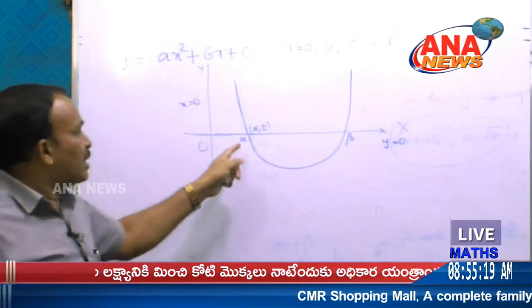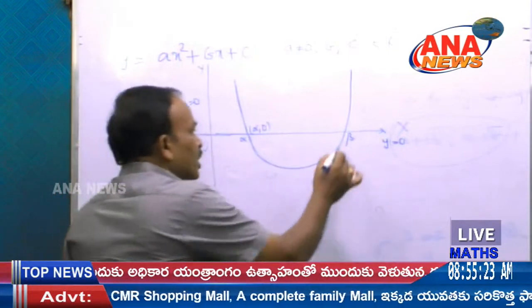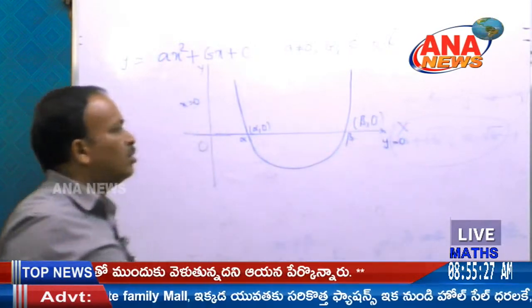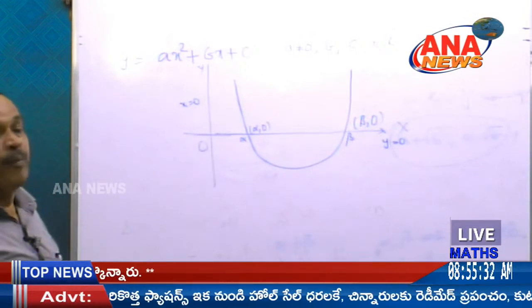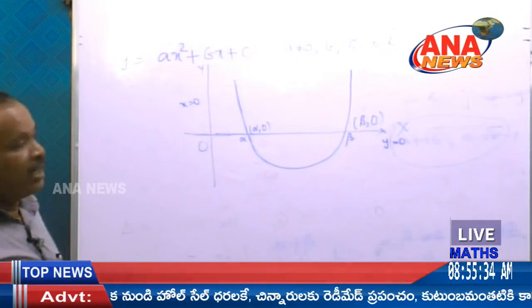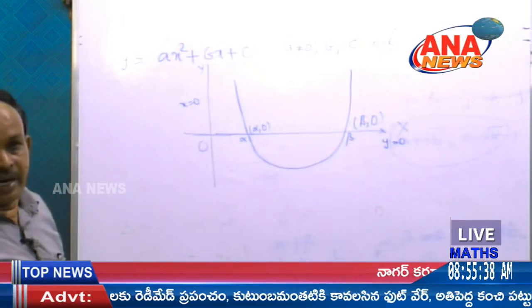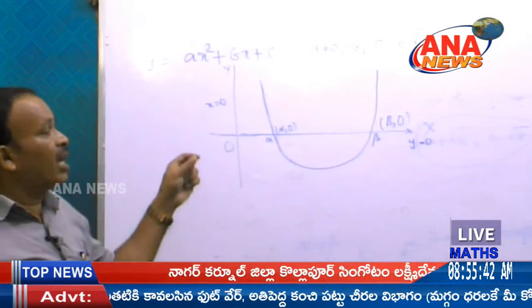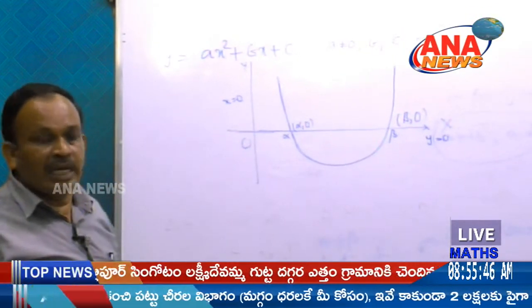Now, intersect at alpha beta, that means what? This is alpha comma 0, this is beta comma 0. That means y value is 0 at alpha beta. Alpha is one root, beta is one root. This expression intersects the x-axis at alpha, beta. Those two are called roots of the equation.